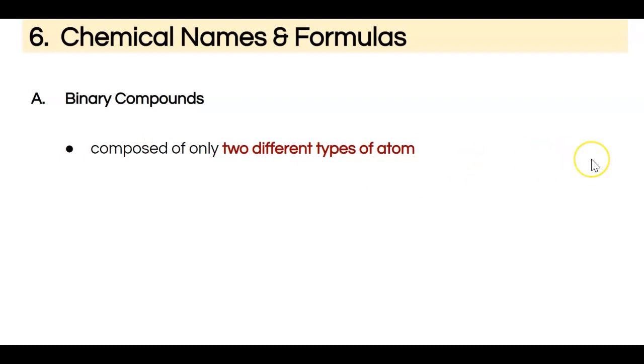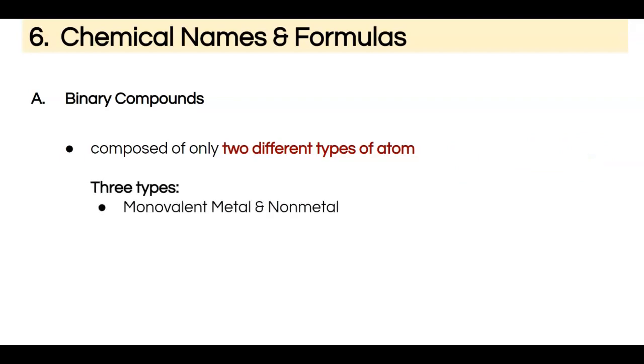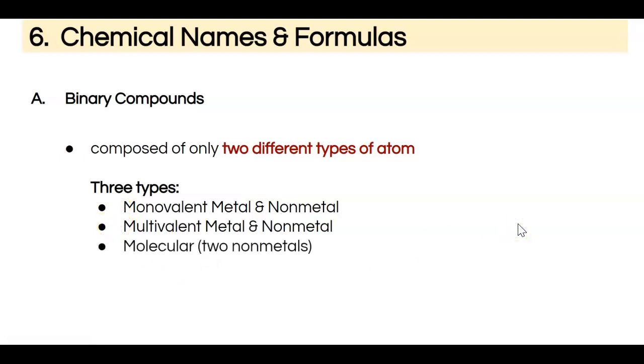This year we're going to learn about 3 different types of binary compounds. We're going to look at the binary compounds that are composed of a monovalent metal and a nonmetal. I'm going to talk a little bit more about what monovalent means in a minute. Then multivalent metal and nonmetal compounds. Again, I'll talk about what the difference is between a multivalent metal and a monovalent metal in a minute. And lastly, we're going to talk about molecular compounds and learn the rules of naming those. As we've seen before, molecular compounds are composed of 2 or more nonmetals in general, but in this case, because it's a binary compound, it will only contain 2 nonmetals.